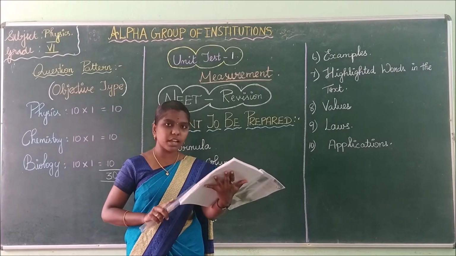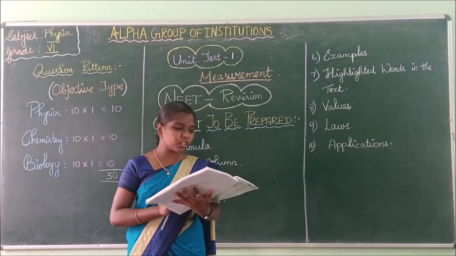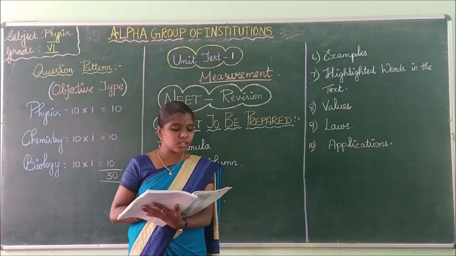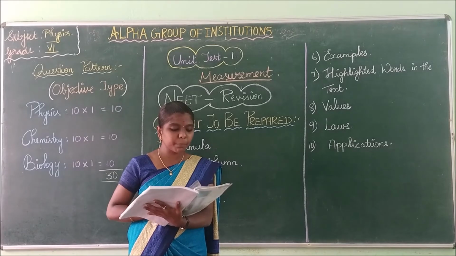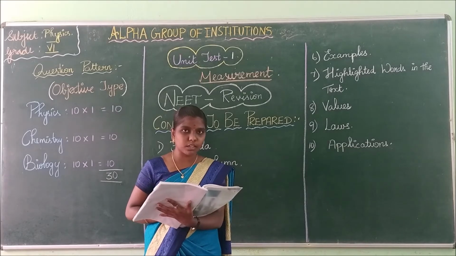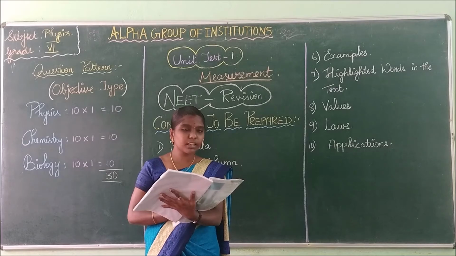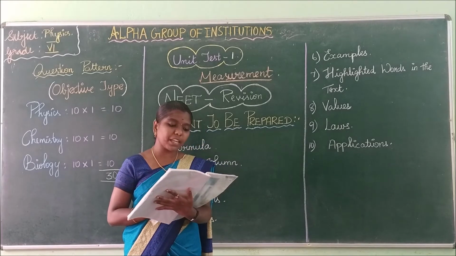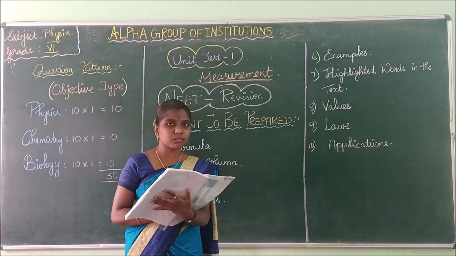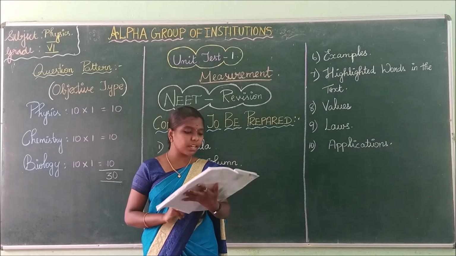Underline the word Sir Isaac Newton. Have you all underlined? Yes. Take page number 7. See the first line. Force is the external agency applied on a body to change its state of rest and motion. Underline the word force. Have you all underlined? And in the same paragraph, underline the words state of rest and motion. Have you all underlined?